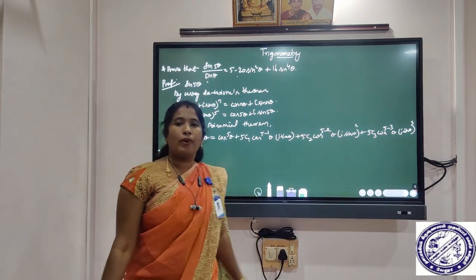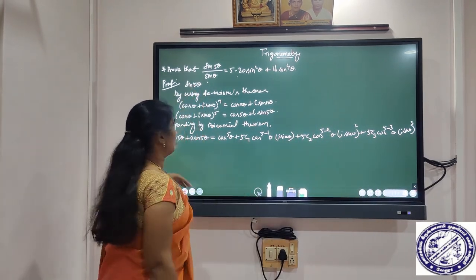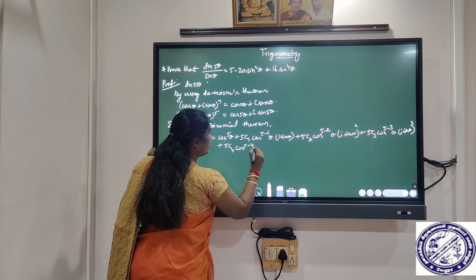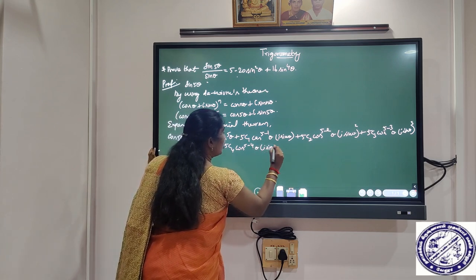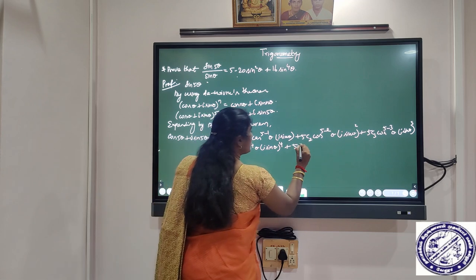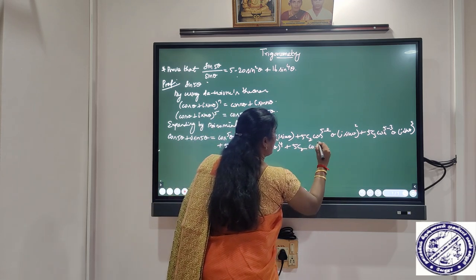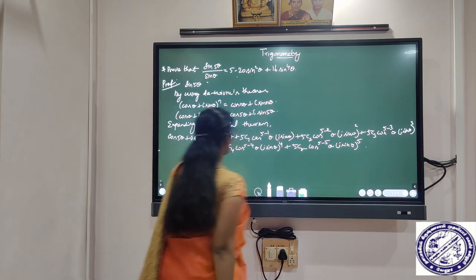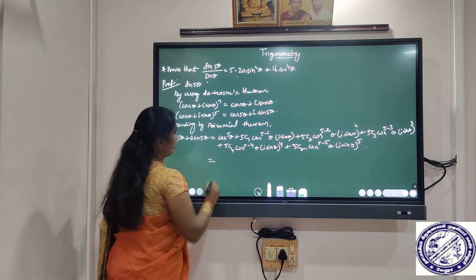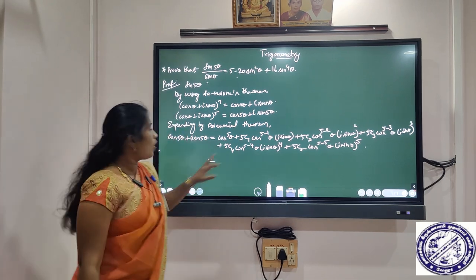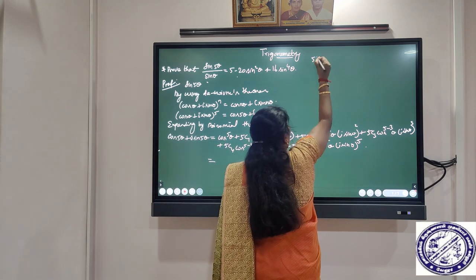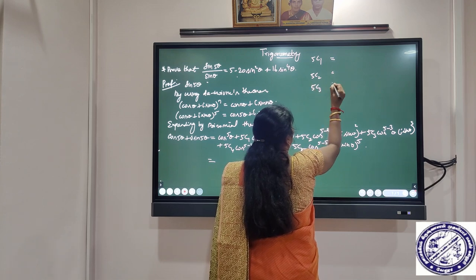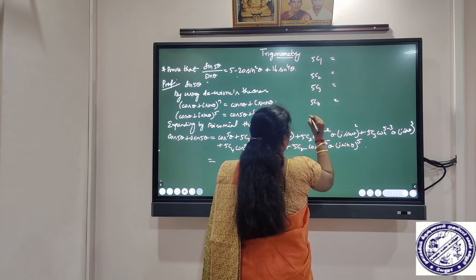Continue this process up to 5, because 5 is given in the question. Plus 5C4 cos power 5 minus 4 theta (i sin theta) the whole power 4 plus 5C5 cos power 5 minus 5 theta (i sin theta) the whole power 5. Moving on to the next step, now we are going to find the combination values, that is 5C1, 5C2, 5C3 and 5C4, and the final one is 5C5.